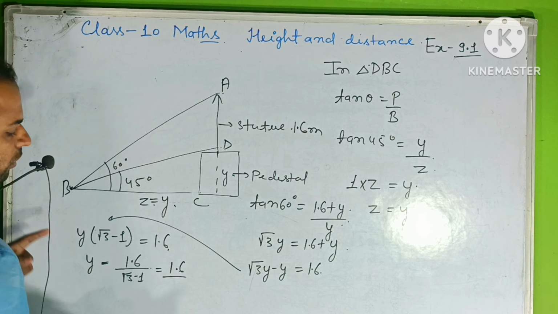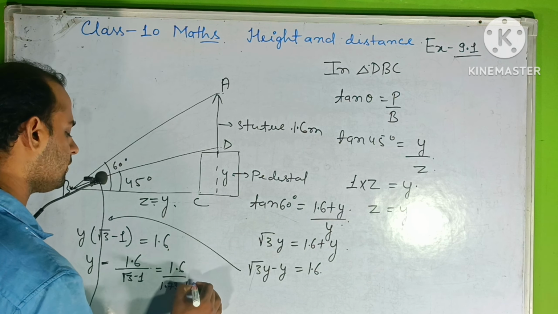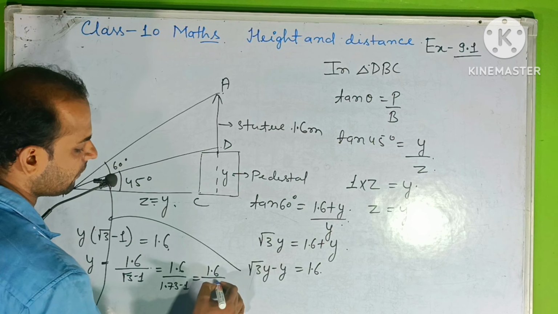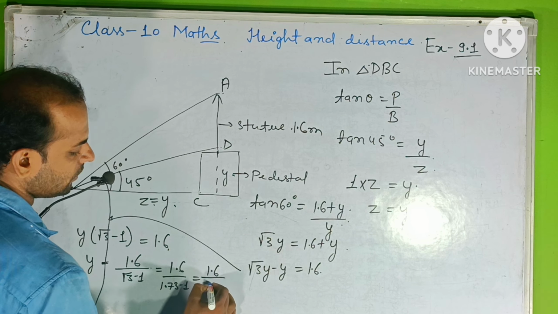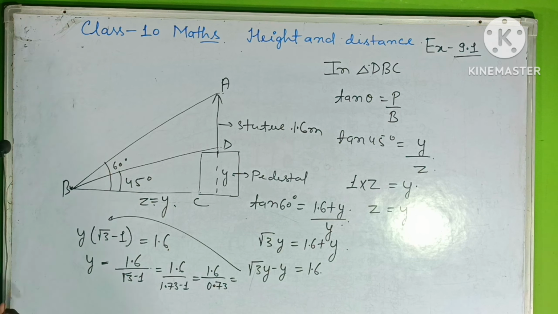1.6 upon, the value of root 3 is 1.73 minus 1. 1.6 divided by 0.73. It will be approximately 2 point something, but let us see how the answer is given. The answer is written in that form only, so you don't have to solve. I think this will be the required answer. You are not supposed to solve more than this.